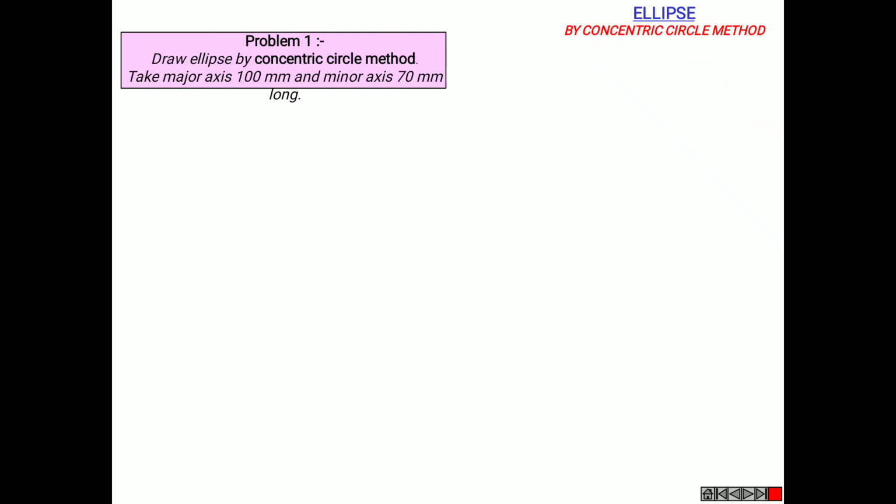So, a problem number 1. Draw ellipse by concentric circle method. Take major axis 100 mm and minor axis 70 mm long. Just note the problem simultaneously with me. Draw ellipse by concentric circle method.